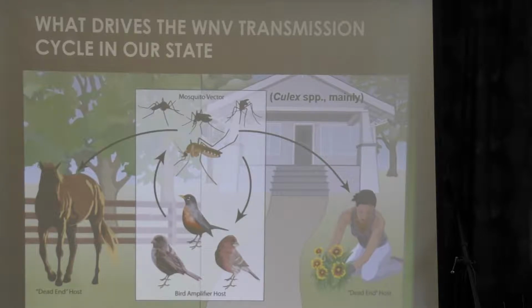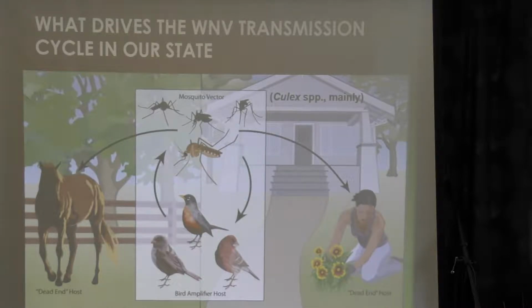Okay, I always think this is funny when I look up a graphic to stick in, because they like to talk about this thing called a dead end host, which always just makes me feel like it's somebody that's worthless because they're a dead end host. But the way it works is that birds are driving the West Nile virus transmission cycle in our state. Birds get infected, and versus a human or a horse, the virus amplifies inside the bird's body so that there's so much of it that when a mosquito bites them, they haven't died.